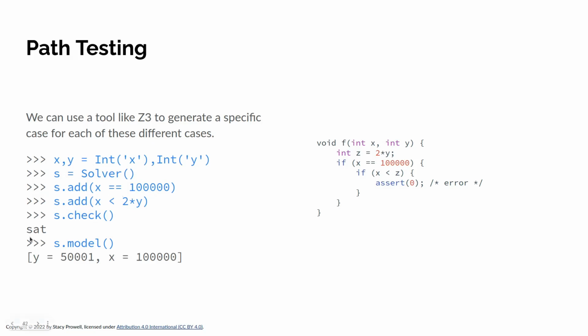I can check that it's satisfiable. Ooh, that means I can, in fact, get a model, which I do. And in this case, it gives me this model. It says, okay, set Y equal to 50,001 and set X equal to 100,000. Does that work? Well, it certainly satisfies this. X is 100,000. If Y is 50,001, then Z is 100,002, which is greater than 100,000. And so, yep, it does.